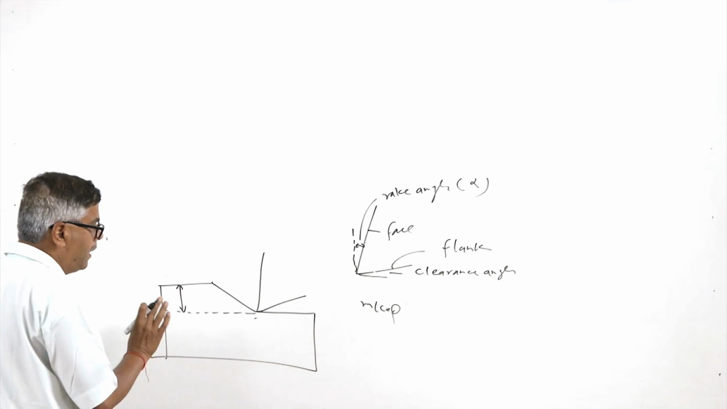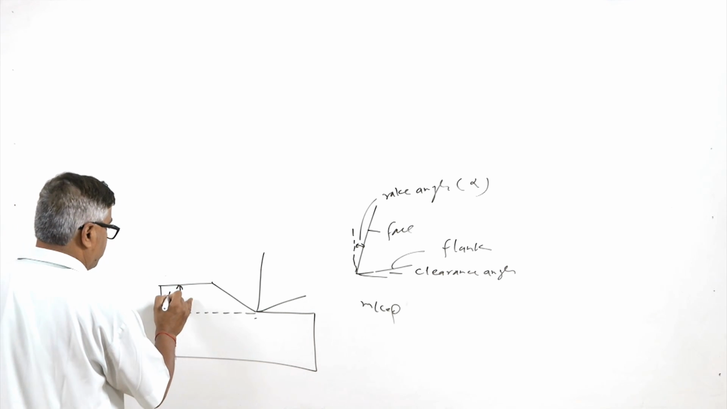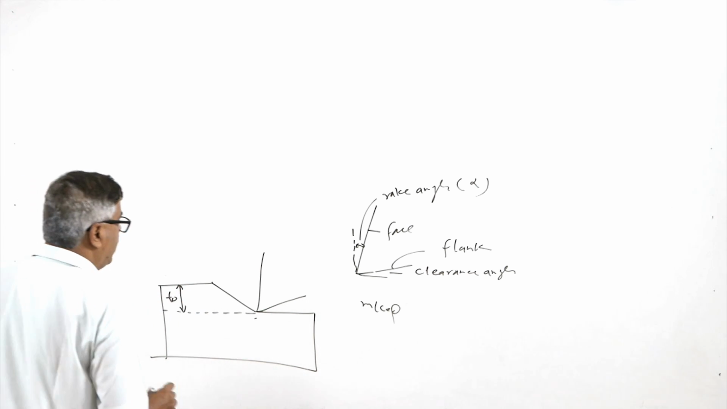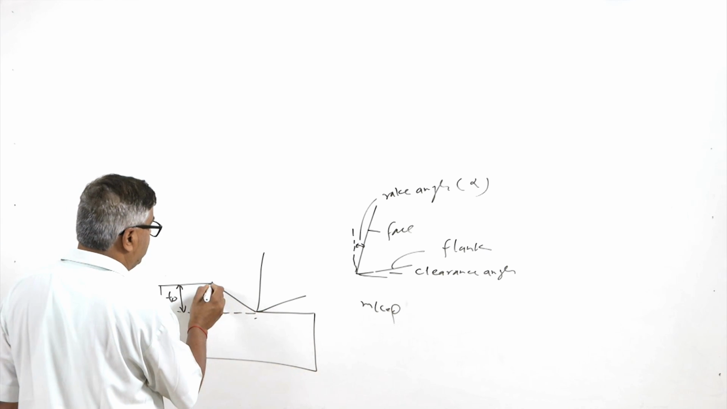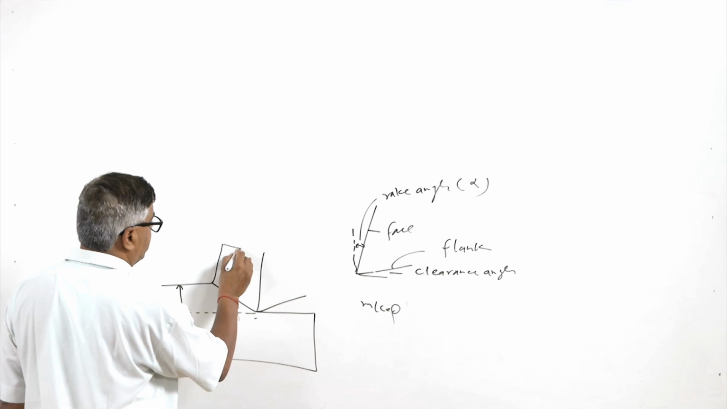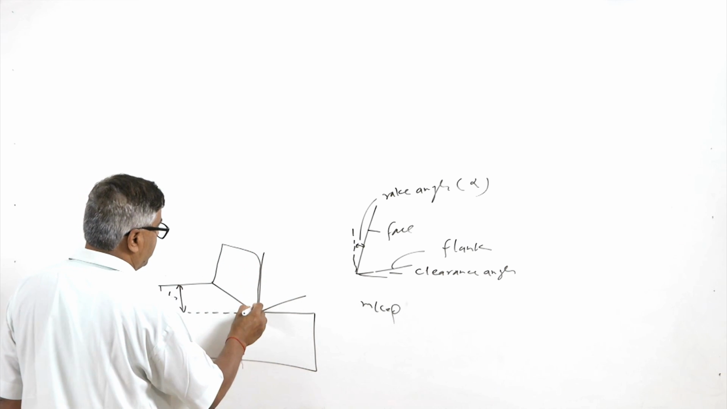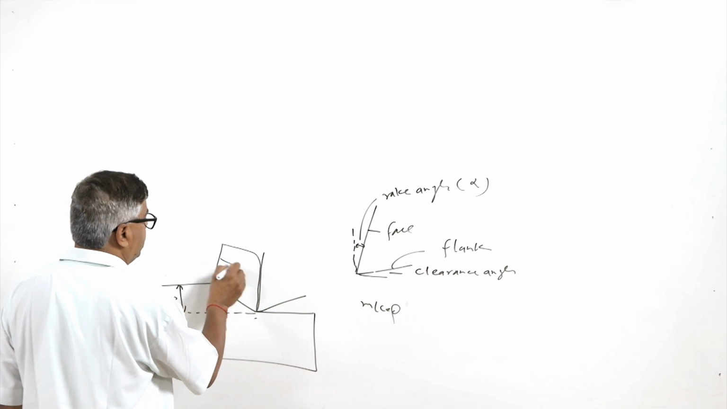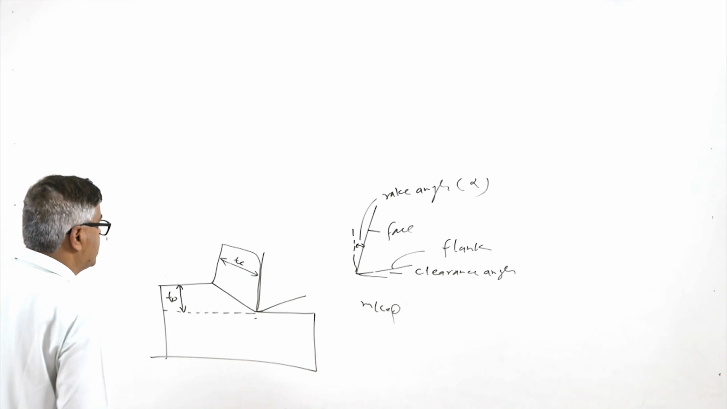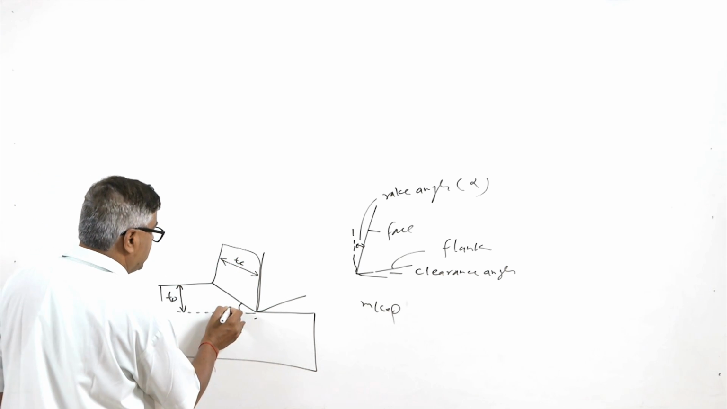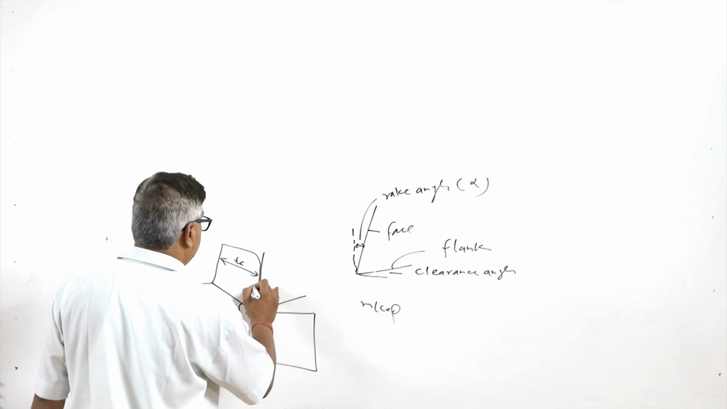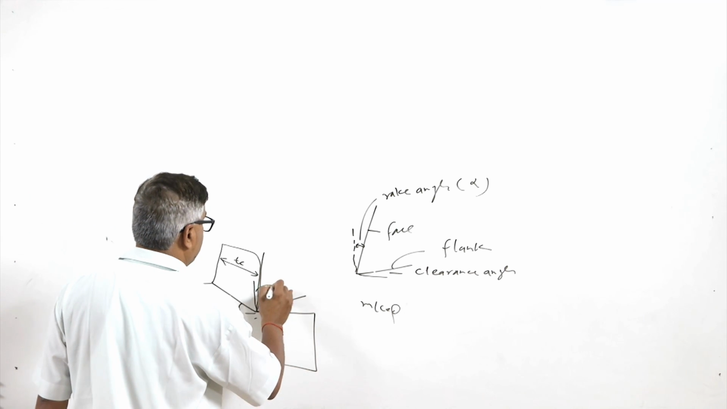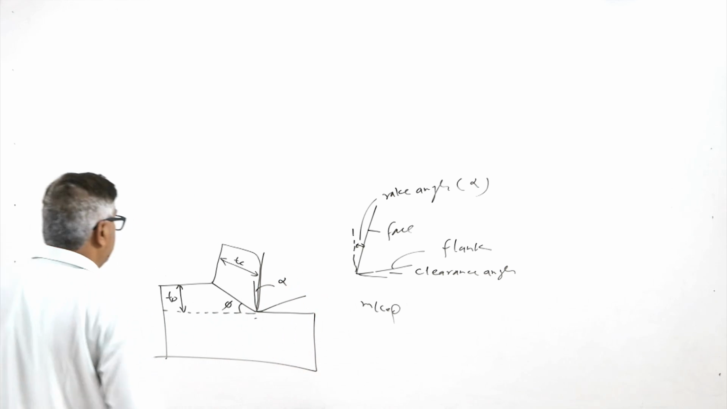If we see, the uncut chip thickness, or the depth of cut, is t0, and this is the angle at which material will be sheared off due to the development of the stresses, and then it will be coming out. So, the thickness of the chip, tc, you can see, is this, and the angle at which the shearing is taking place is phi, and the angle of the tool rake is, say, alpha.